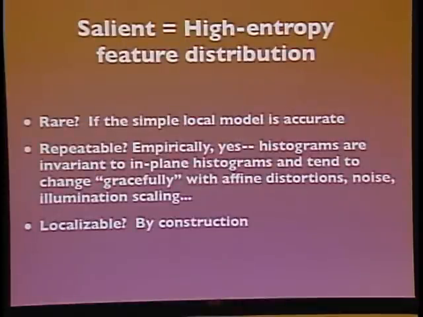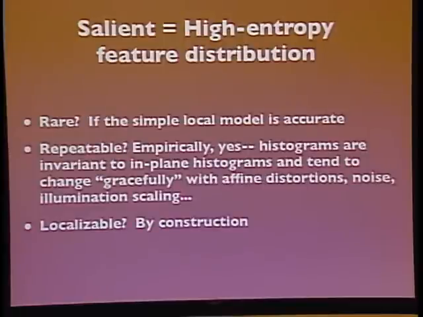So we're going to say that an image region is salient if it has a high entropy feature distribution, which is to say there is no simple story for it. Or in other words, if you don't get to look at the pixels and you had to guess for any given pixel what its color was, what its edge orientation was, etc., you wouldn't be able to guess very well. So let's go back to our three different criteria: rare and repeatable and localizable. If your simple local model is accurate and it does a good job of summarizing what was in the image in the first place, then yes, these regions are going to be relatively rare.